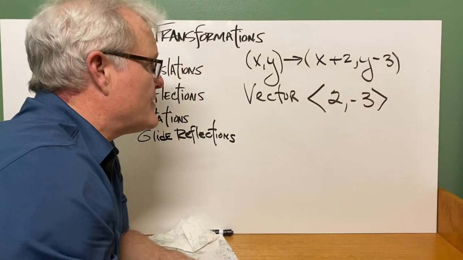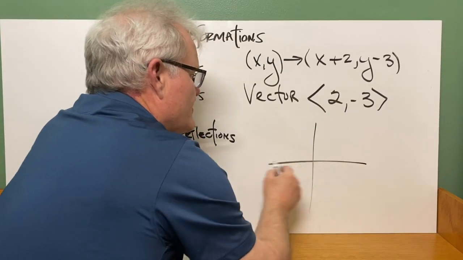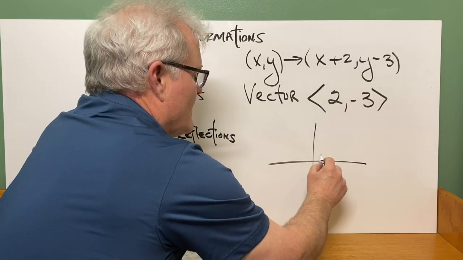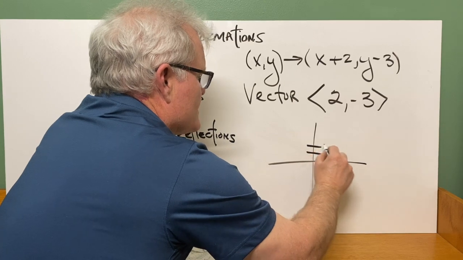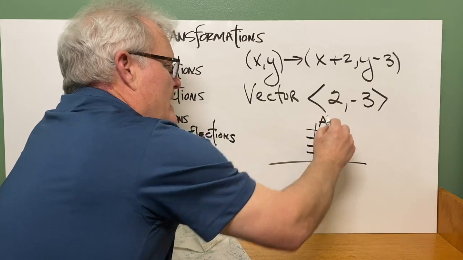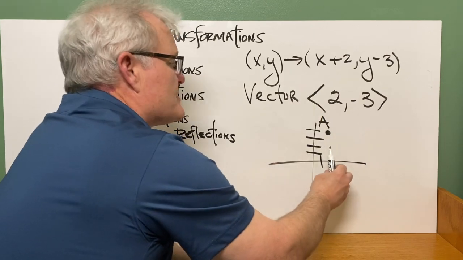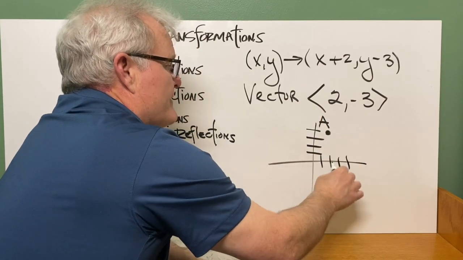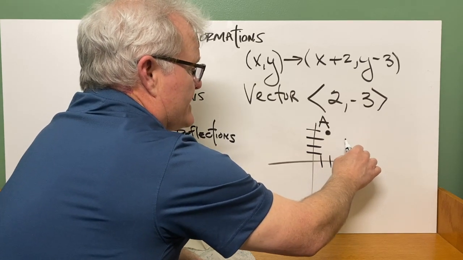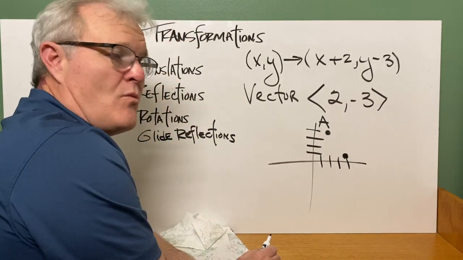If you use parentheses, that's an ordered pair. This would be vector 2, -3. Visually, what does this do? It moves every single coordinate 2 to the right and 3 down. So if your pre-image, let's say point A, is the coordinate 2, 4, then after a translation of x plus 2, y minus 3, that pre-image is going to move 2 to the right and down 3. So if it goes 2 right and down 1, 2, 3, it's going to move to this point right here, which would be the coordinate 4, 1.